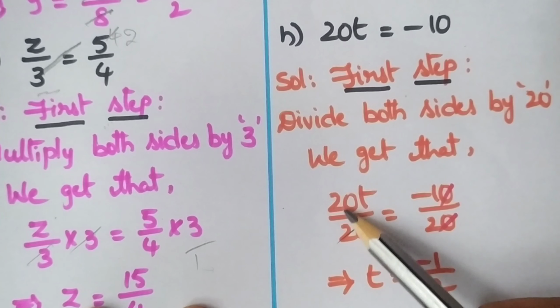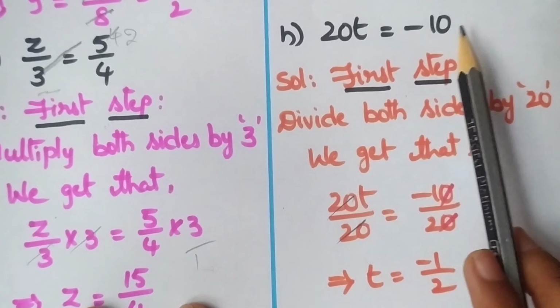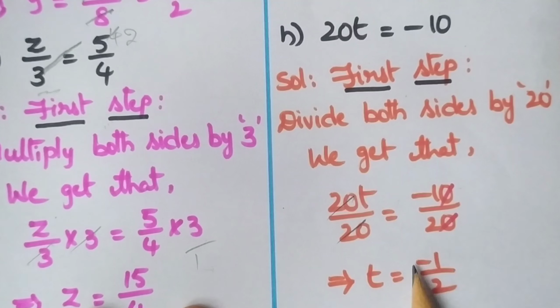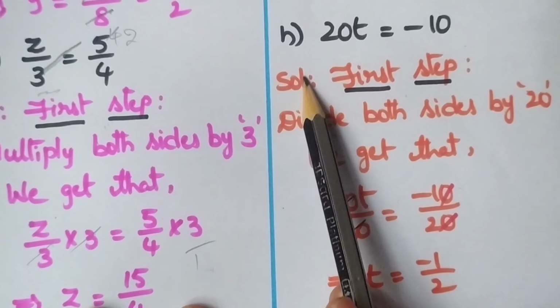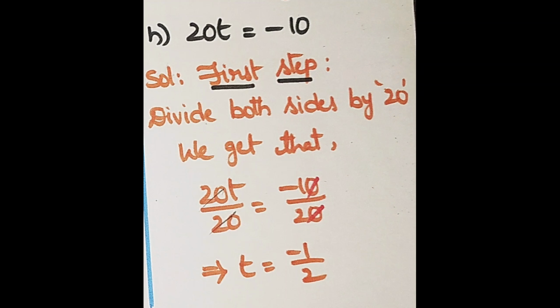Here let us cancel 20 and 20, and in minus 10 by 20, let us cancel 0 and 0. So t equal to minus 1 by 2. So 20t is equal to minus 10, where t equal to minus 1 by 2. With this, h bit and second problem both get completed.